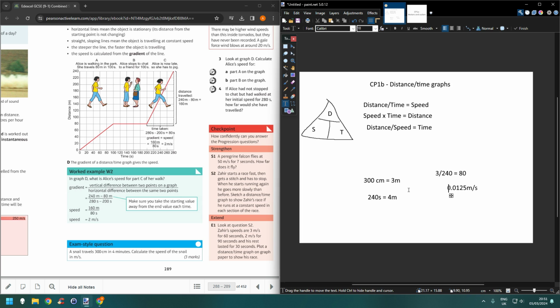0.0125 meters per second. So this conversion here would be 1 mark. The working it out would be another mark, and the final answer would be your 3rd mark, to total 3 marks. That is the end of that, and I'll catch you in the next one.